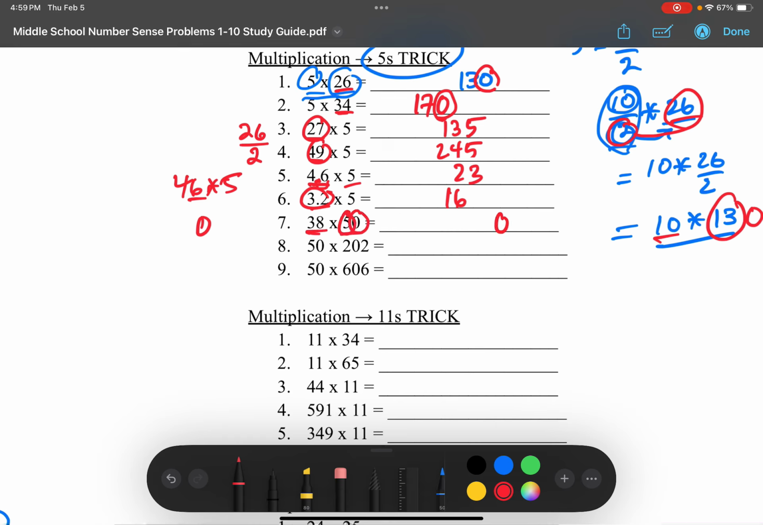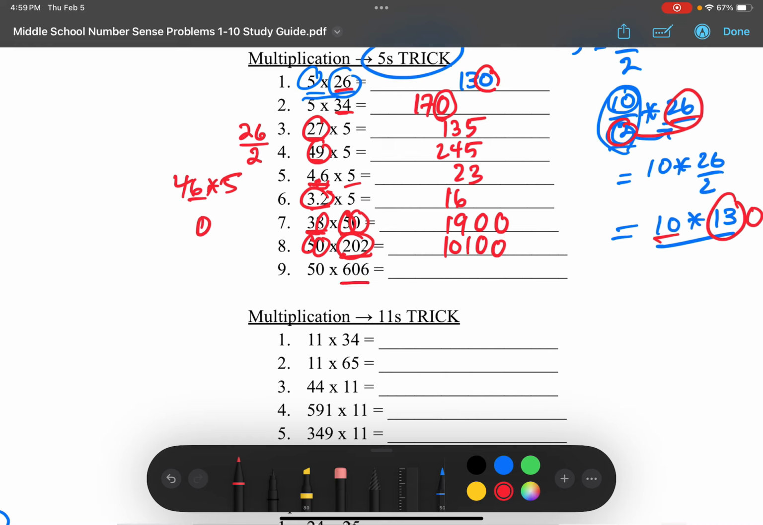So when we normally do 5 times 38, we ask ourselves, is that odd or even? It's even, so we put a 0. And now we cut that in half, that's 19. Okay, so same thing here. We put this 0 down, then we do 5 times 202. Is that even or odd? Even, so we put a 0. Now cut this in half, 101.